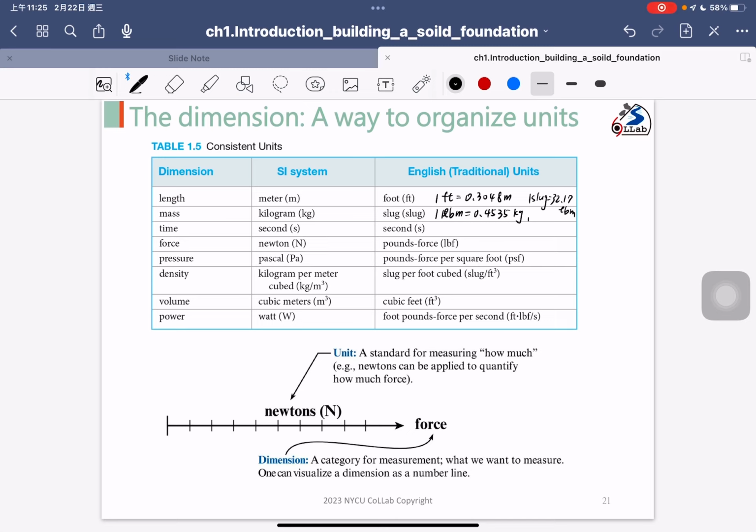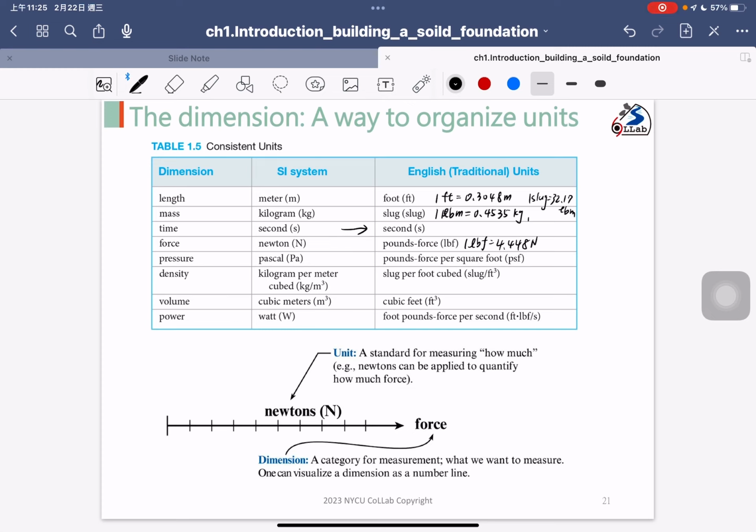And then we know that time is a consistent unit, even though you use different unit systems. And then the force, the pound force. So we know that one pound force will equal 4.448 newtons.